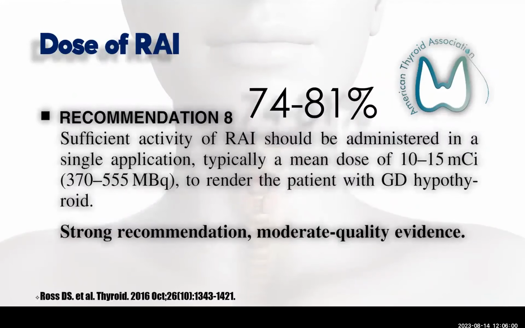What would be the dose usually administered for a patient with Graves' disease, for example? We usually administer 10 to 15 millicuries of radioactive iodine. This dose is expected to produce hypothyroidism in 74 and up to 81% of the patients. So this is the efficacy of radioactive iodine ablation, which means that we have a failure rate of about 20%, which may require a second dose of radioactive iodine ablation or a choice of another ablative therapy.